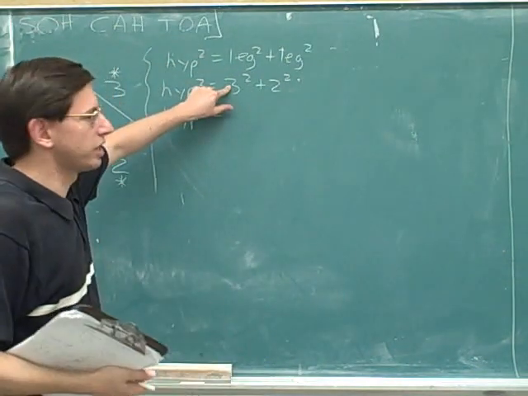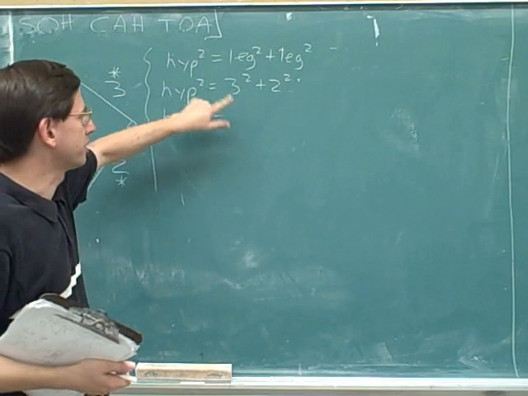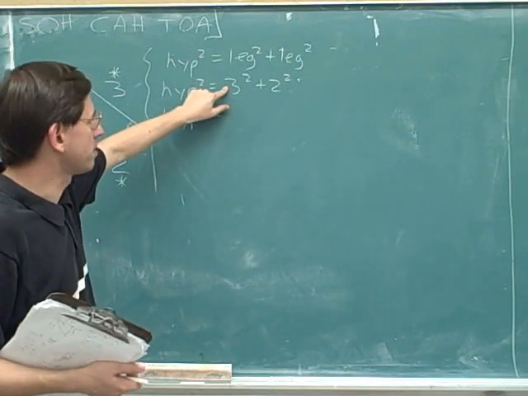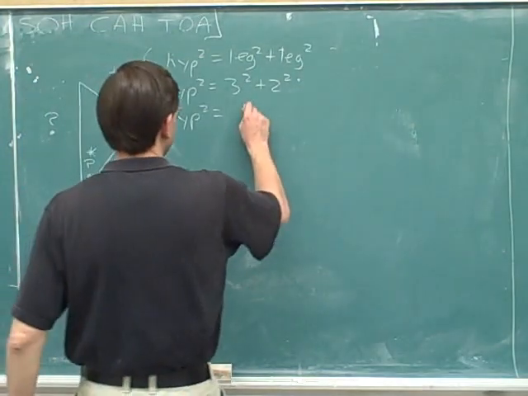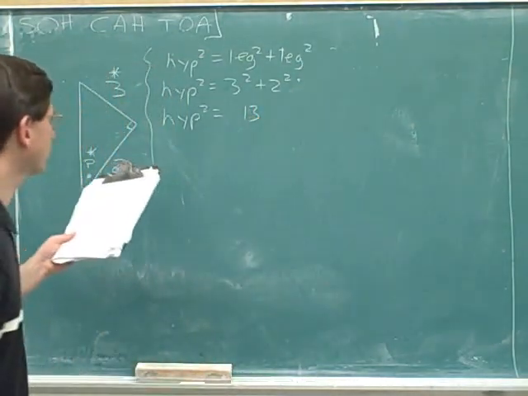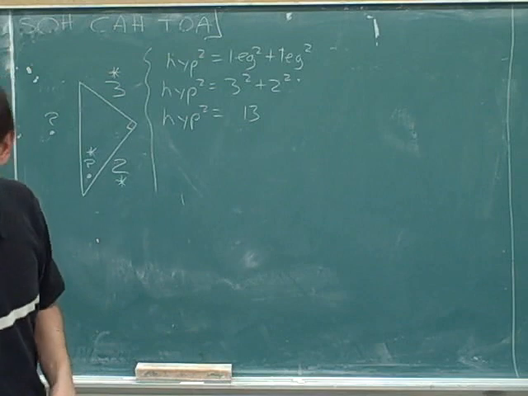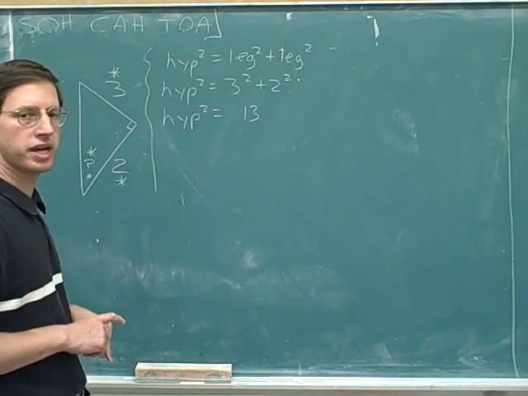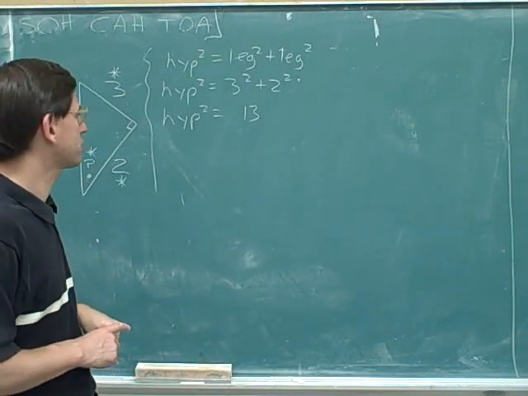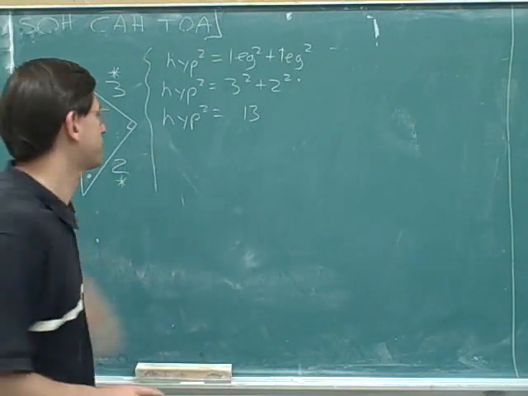You can do this calculation in one step on your calculator. You don't need to split this up into separate steps. Just type in 3 squared plus 2 squared, and that would give you 13. Or you might do that in your head. Hypotenuse squared is 13. To get the hypotenuse term by itself, we have to get rid of the squaring term by doing the opposite. The opposite of squaring is square rooting. We have to take the square root of both sides.